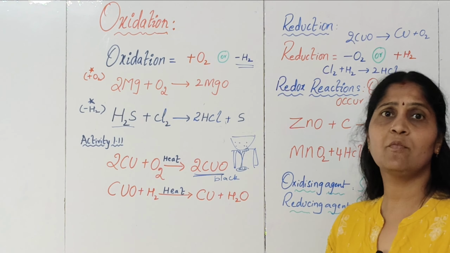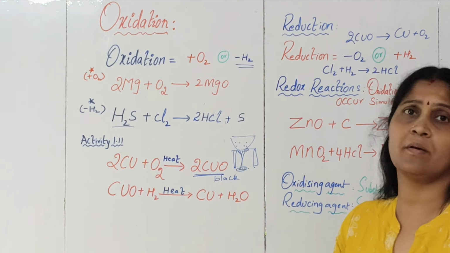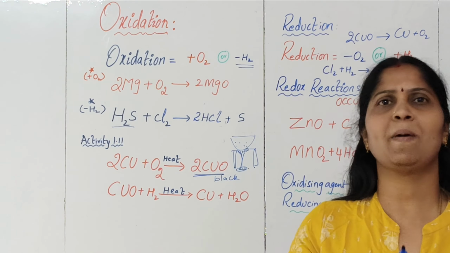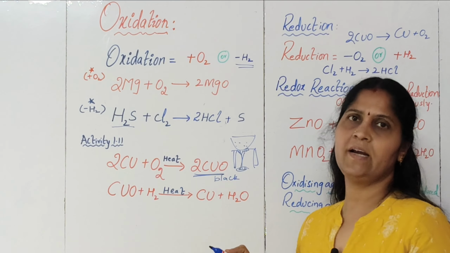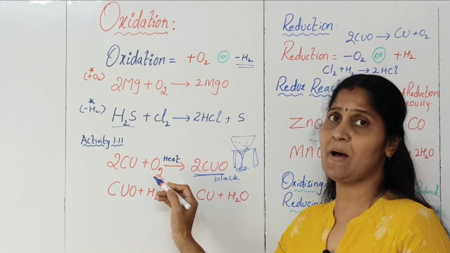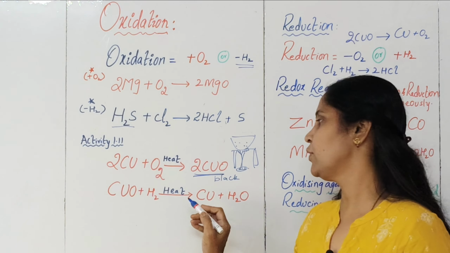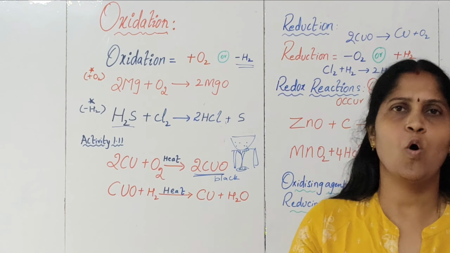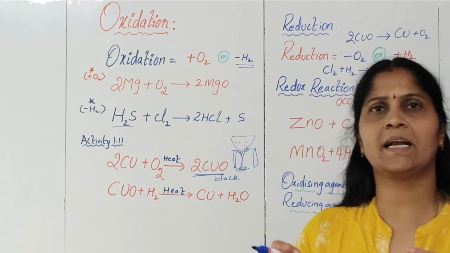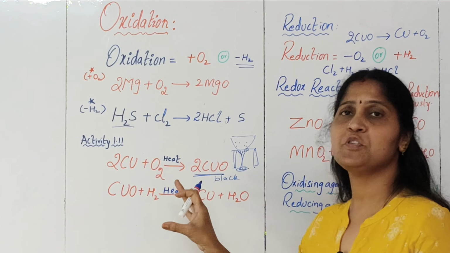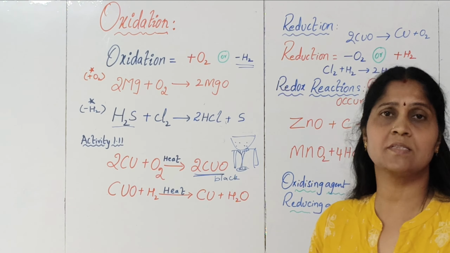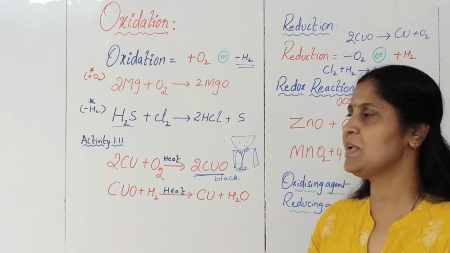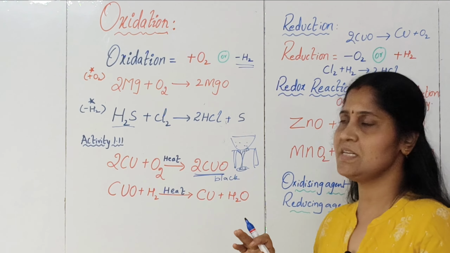Then next, if you want to get back your copper from the copper oxide, what you can do is, when hydrogen is passed over heated copper oxide, you get the copper back, which is shiny brown in color, and also water. So this activity is an example which depicts the redox reactions. Yes, in this reaction oxidation and reduction are taking place simultaneously, as you can see here.